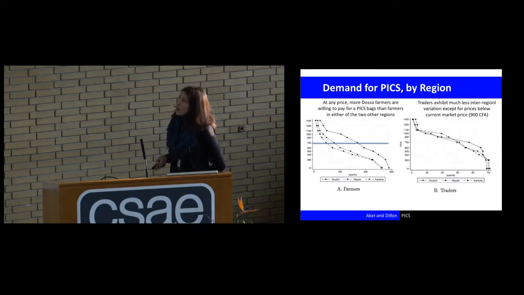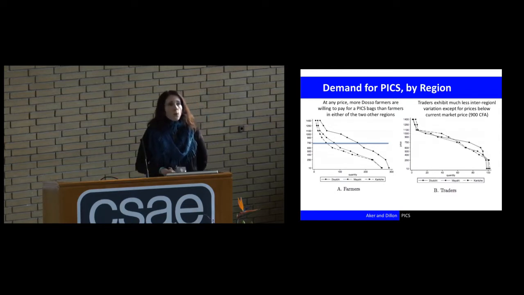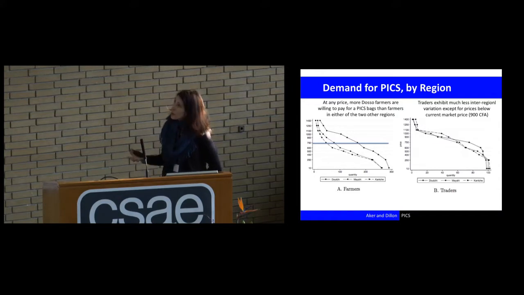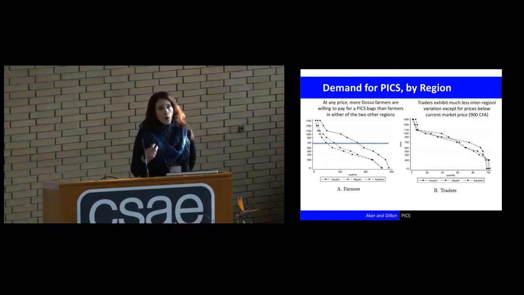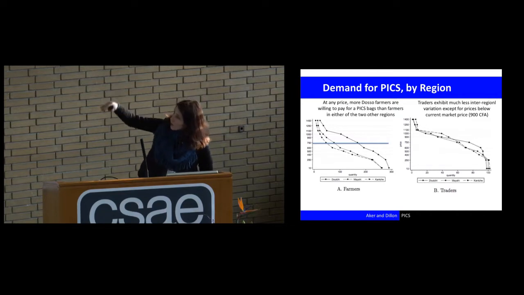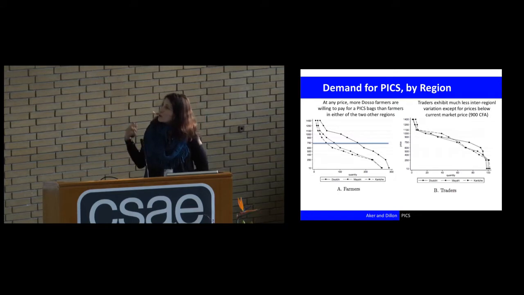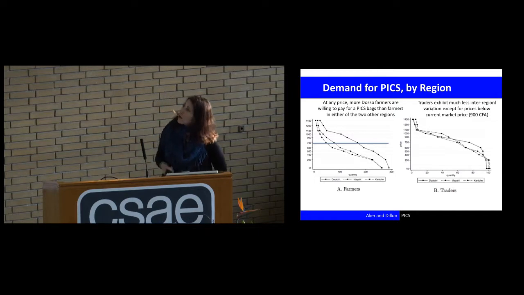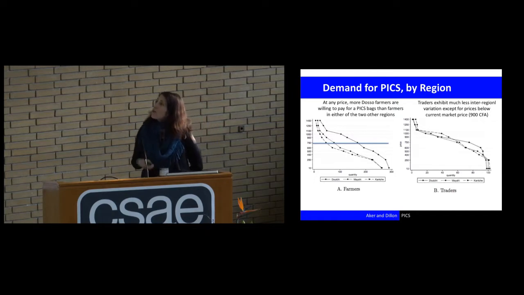So that is also reflected in the incentivized BDM games that we had done. We're looking at willingness to pay, where we see some stark differences, especially for farmers, in terms of what they were willing to pay. I can go through the details of this during the Q&A, but basically farmers had the chance to actually purchase a bag at the end of this game. If you look at these three different curves, showing a variety of different prices and the quantity of farmers, we see that at any given price, more farmers in Doso, those in the far west of the country, are willing to pay for a PICS bag than farmers in either of the other two regions combined.